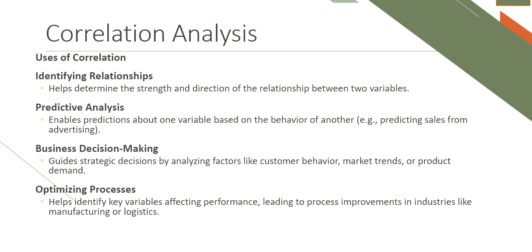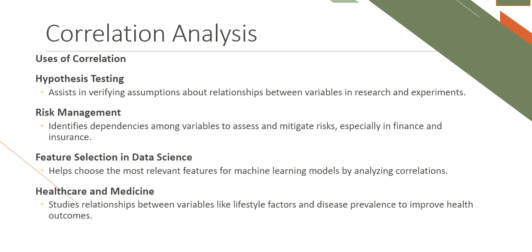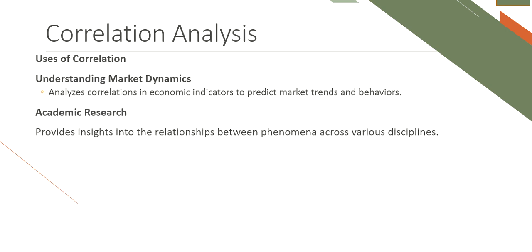So next, what is the use of correlations? Why significance and uses? Significance means importance, uses means where do you use it. Identify the relationship, then predictive, business, optimizing process, hypothesis testing, risk management, feature selection, healthcare and medicine. Here you can use it. Okay, I'm not stressing more on that because it is easy, you can do it. Understanding marketing and academic research.